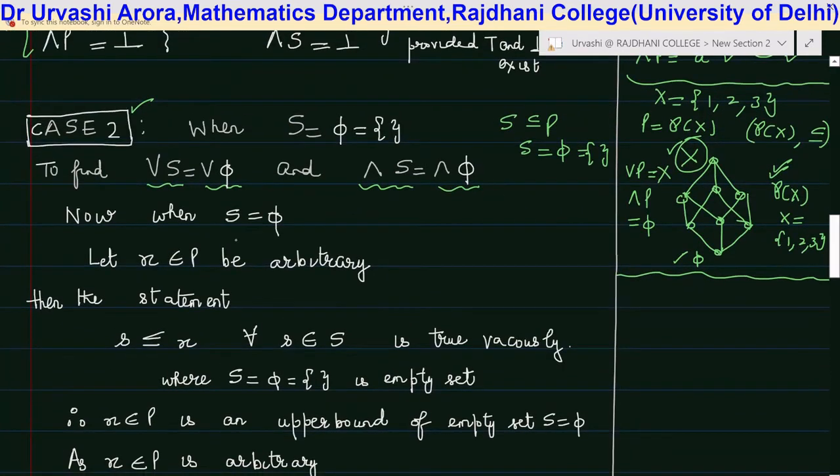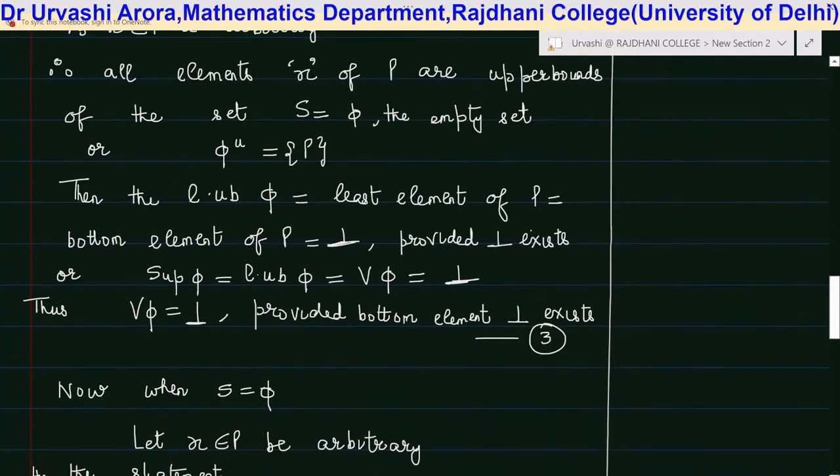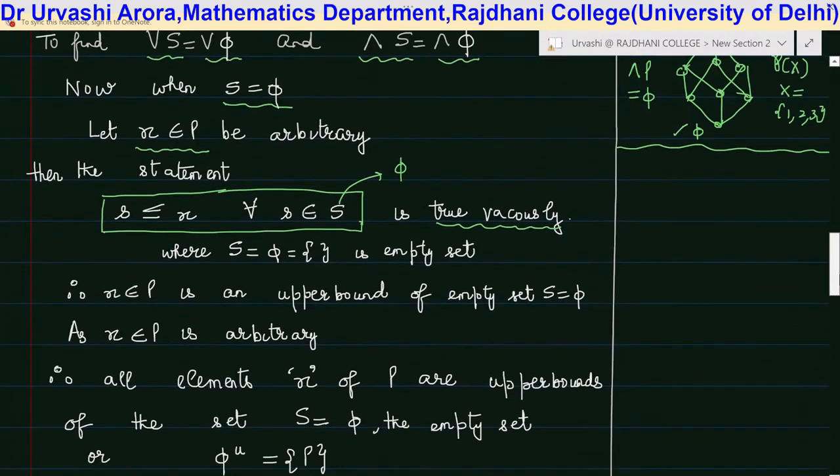So let me find out the join of S and the meet of S one by one. Now when S is equal to phi, or when S is the empty set, let me pick up any element X belonging to P. It's an arbitrarily chosen element of P, but once it has been chosen, we are fixing it at the moment. So take any arbitrary element X belonging to P, then we find that this particular statement, s less than or equal to X, for all small s belonging to capital S, where capital S is the empty set phi, is true vacuously. We say that this statement is true vacuously. Now what do we mean by saying that this statement is true vacuously?